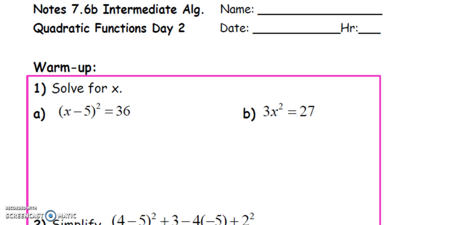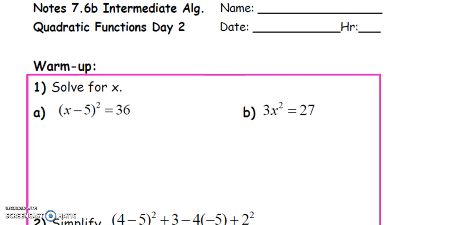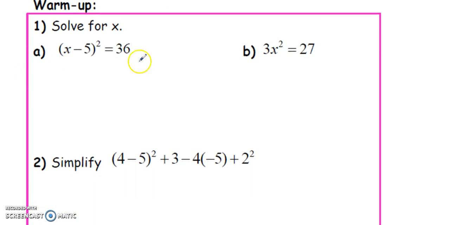This is Intermediate Algebra Lesson 7.6b, Quadratic Functions, Day 2. For our first warm-up, we are going to solve using a t-chart. Remember, this is similar to the absolute value where there could possibly be two solutions. So our first step is to look for any surrounding guards, and I do not see any.